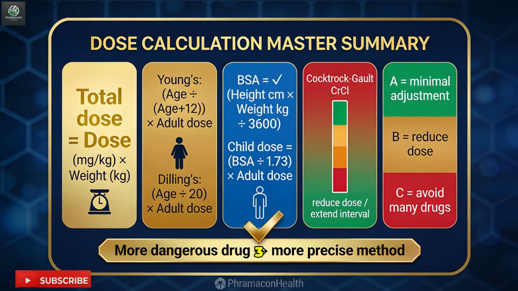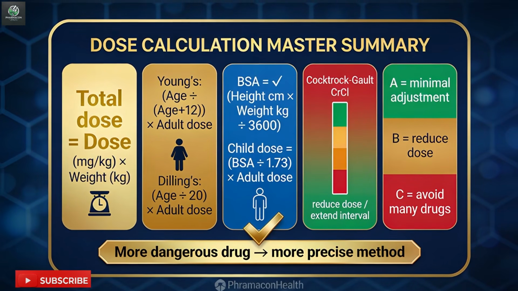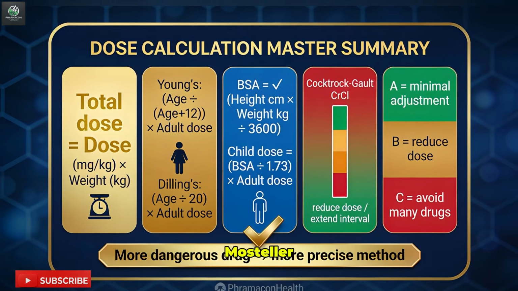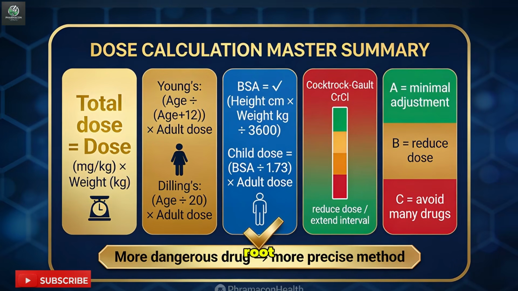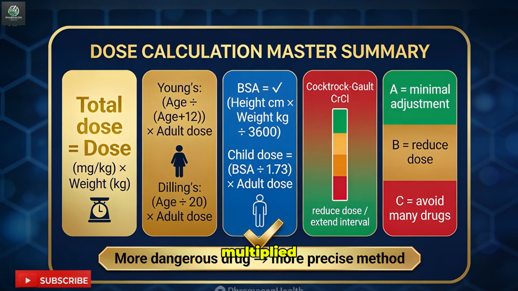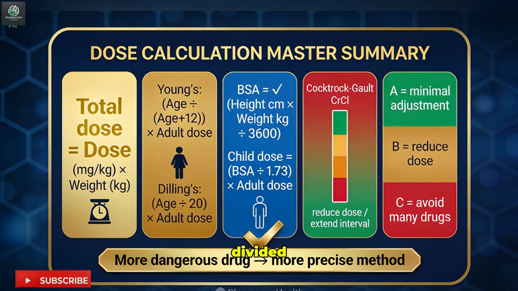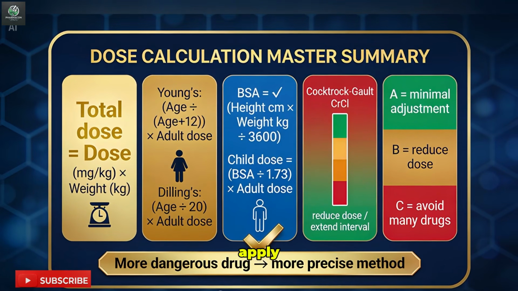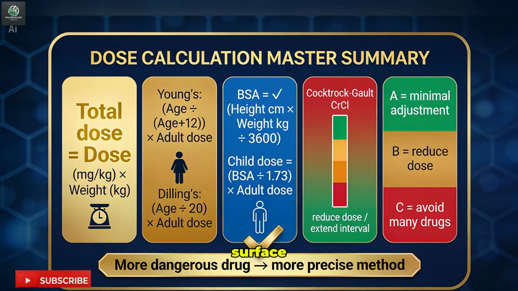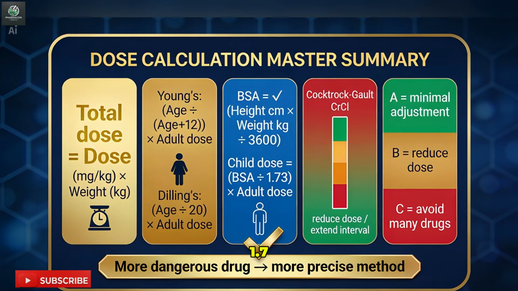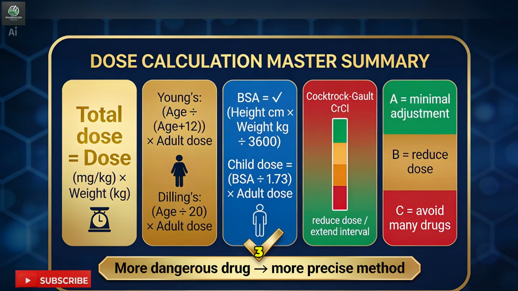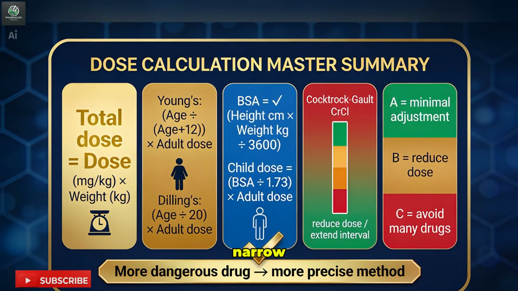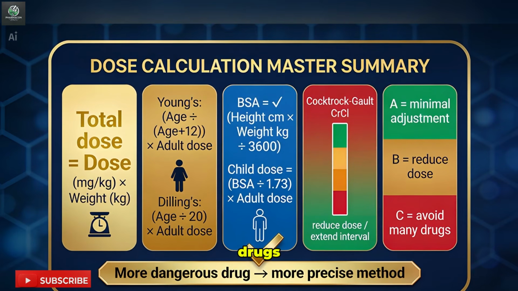Method 3. Body surface area dosing. Calculate body surface area in square meters using the Mosteller formula: square root of height in centimeters multiplied by weight in kilograms divided by 3,600. Then apply the dose formula: body surface area divided by 1.73, multiplied by adult dose, used for chemotherapy and narrow therapeutic index drugs.